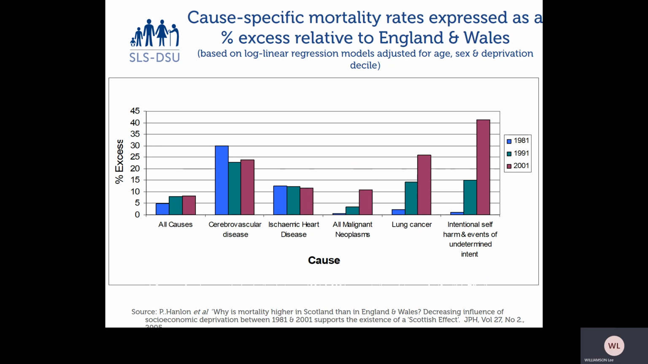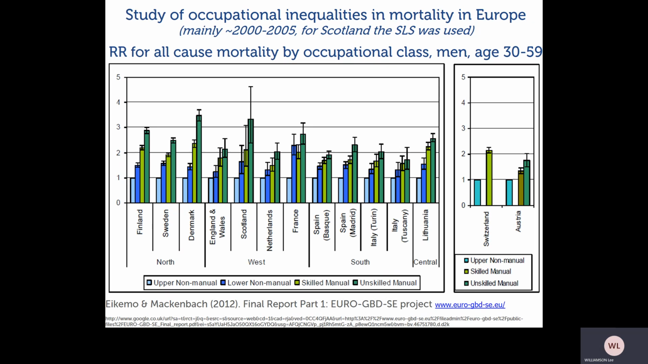This is a more recent paper. It's a bit hard to understand this. It's a busy graph, but this actually used the SLS. So it's looking at all-cause mortality by occupational class in working age men. So what is it showing?